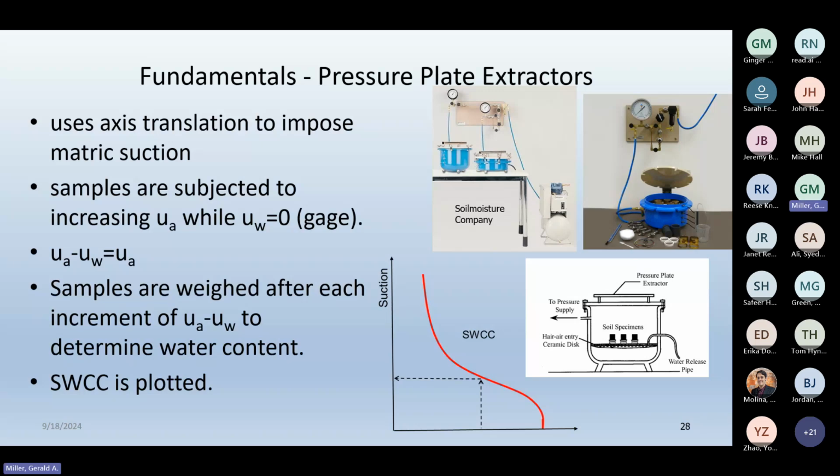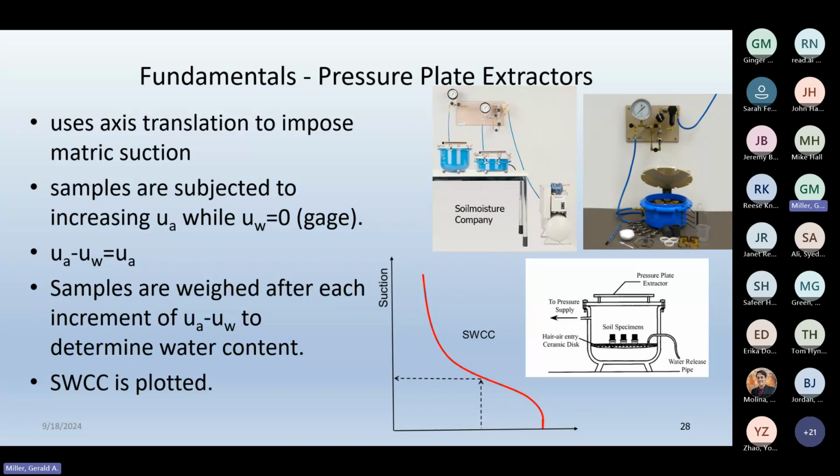And so you start in a saturated condition, you increase UA incrementally, and every now and then you halt the test and weigh your samples to get the water content, and you can plot suction versus water content and get your soil water characteristic curve. The nice thing about these devices is that you can put several samples in the device at once. This concept of increasing UA and keeping UW at 0 illustrates what's called the principle of axis translation.